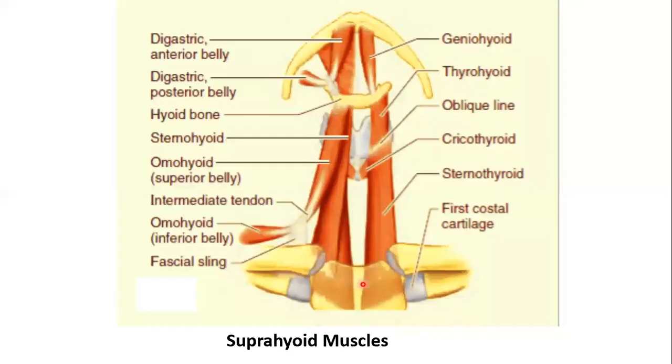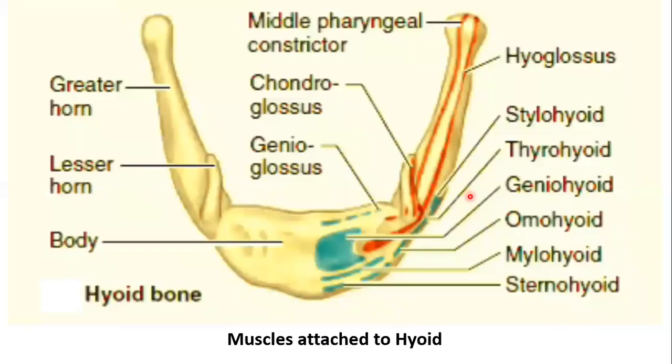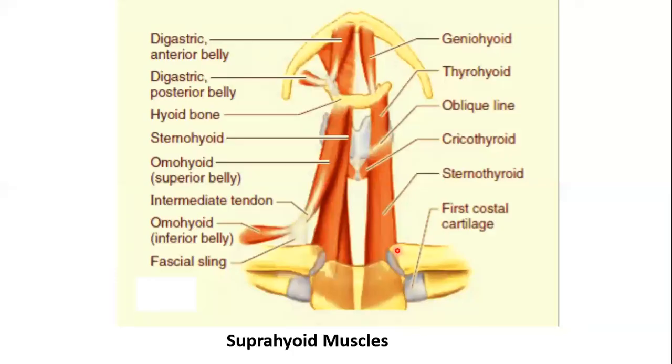Then the omohyoid. What about the omohyoid? It comes from the superior border of the scapula near the suprascapular notch. This is the omohyoid. The scapula is not shown, but it is attached to the inferior border of the hyoid bone, and this is the point. You can see this is the omohyoid attached to the inferior border of the hyoid bone.